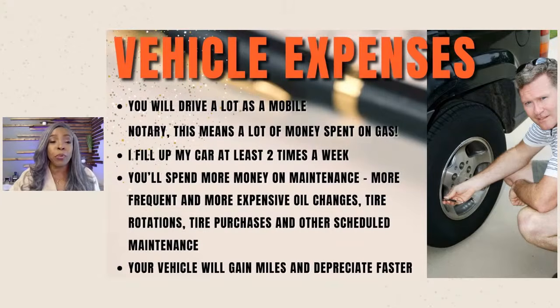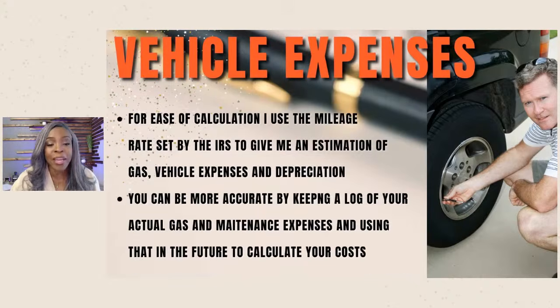And another big thing that people really don't think about is you're putting miles on your car. So this means that the value of your car is going down faster. Your car is depreciating faster. So when you go to sell your vehicle or trade your vehicle in, you're going to get less money because you have more miles on your car than the average person who is not a loan signing agent. You're going to lose money down the road. So we want to make sure that we are calculating that into our costs. And again, this is another place where people think they're making a profit, but they're really not when these costs hit them down the road.